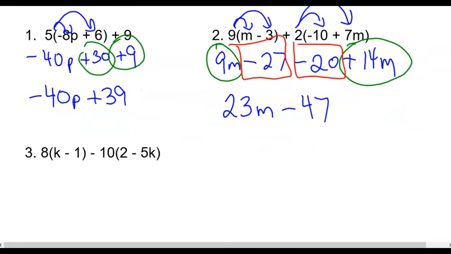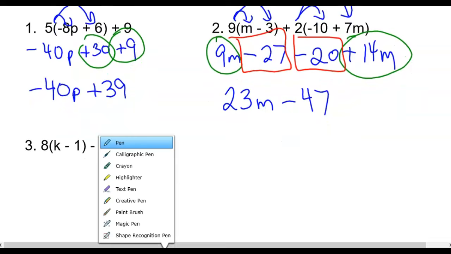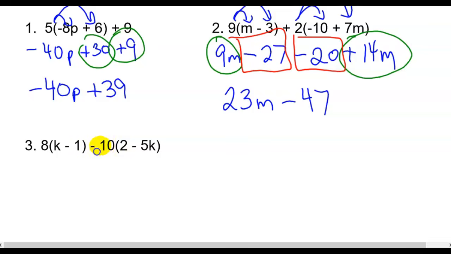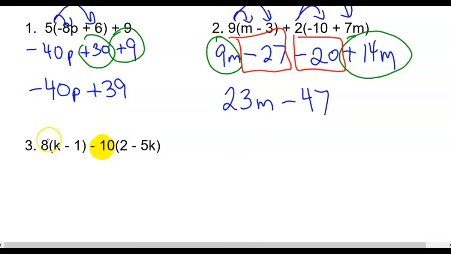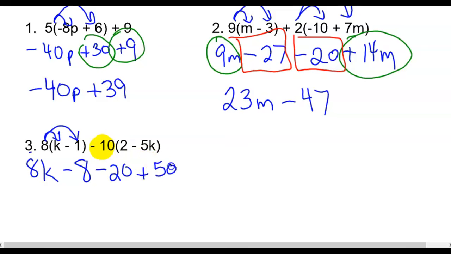And finally, number 3. Hopefully you saw you've got this negative, so you distribute negative 10. 8 times k, that's 8k. 8 times negative 1 is minus 8. Negative 10 times 2 is negative 20. Now negative 10 times negative 5k, because it's got the minus sign in front of it, is positive 50k.